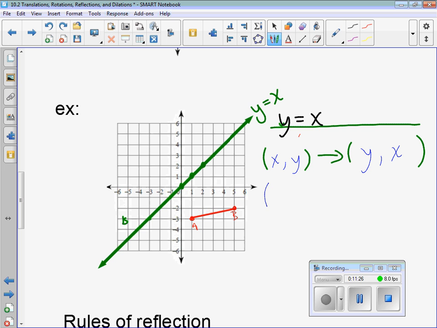So if the point is 5, 4, it becomes the point 4, 5 when you reflect it across the y equals x coordinate plane. So what I would like you to do is take that A and B, find its coordinates, and then reflect it across y equals x. Plot those new points, come back and check your work.